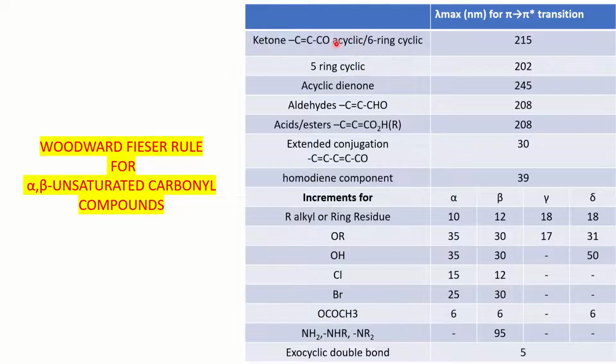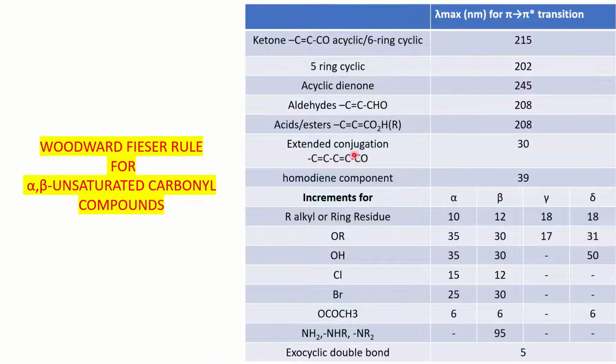In case you have an acyclic ketone, or a 6-membered ring having a carbonyl group, then the base value is 215. If the ring size is 5 with a carbonyl group, then the base value will be 202. For aldehydes, esters and acids, the base value is 208. For an acyclic dienone, if you have 2 carbonyl groups in the acyclic system, 245. So this is the base value which you first have to learn, to decide the base value for the carbonyl group.